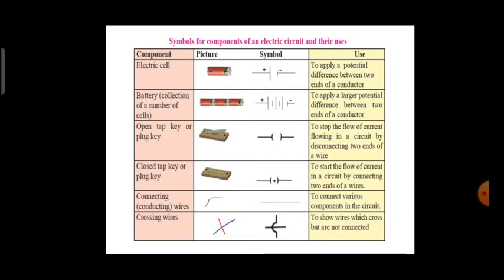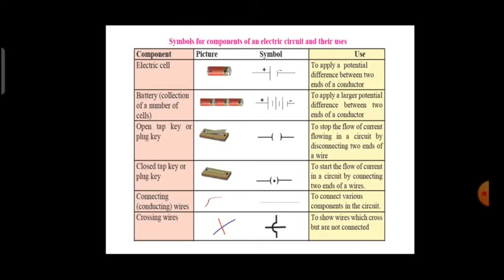Next, battery, to apply a larger potential difference between the ends of a conductor. More than one cell is attached, and you can see the convention: the positive on one side is attached to the negative of the next, and so larger and smaller lines are consecutively drawn.